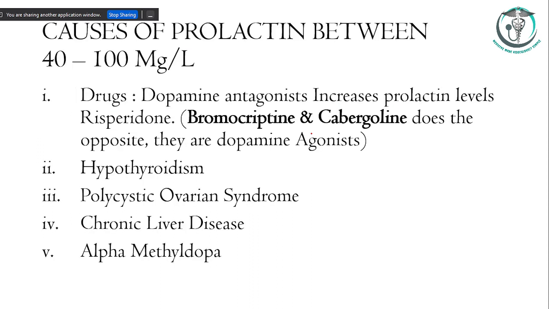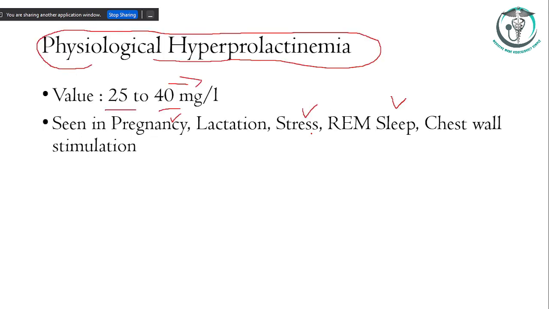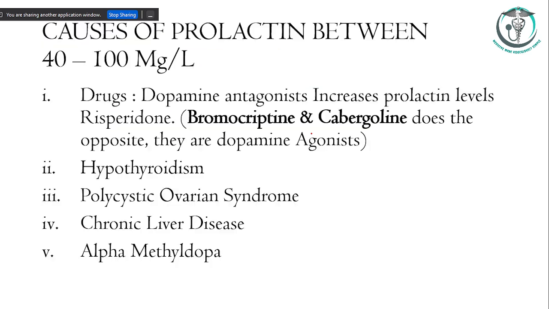Okay? Causes of hyperprolactinemia that is beyond 40. Remember, between 25 to 40, we said it's normal, and these are the things that can cause the physiological hyperprolactinemia. Now, the pathological, meaning the abnormal, above 40, it's abnormal. What can cause high levels of prolactin above 40 milligrams to 100? Drugs. What type of drugs? Drugs like risperidone.